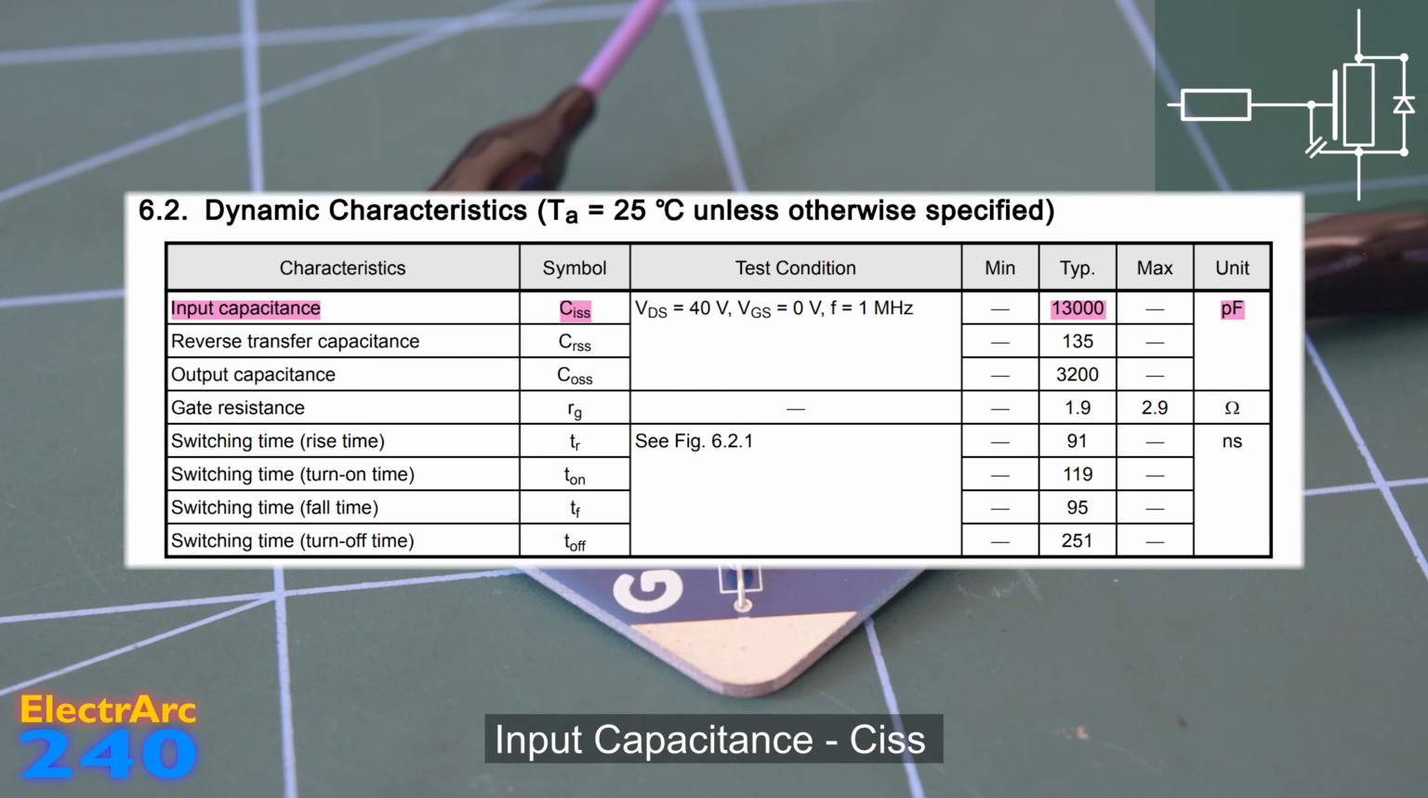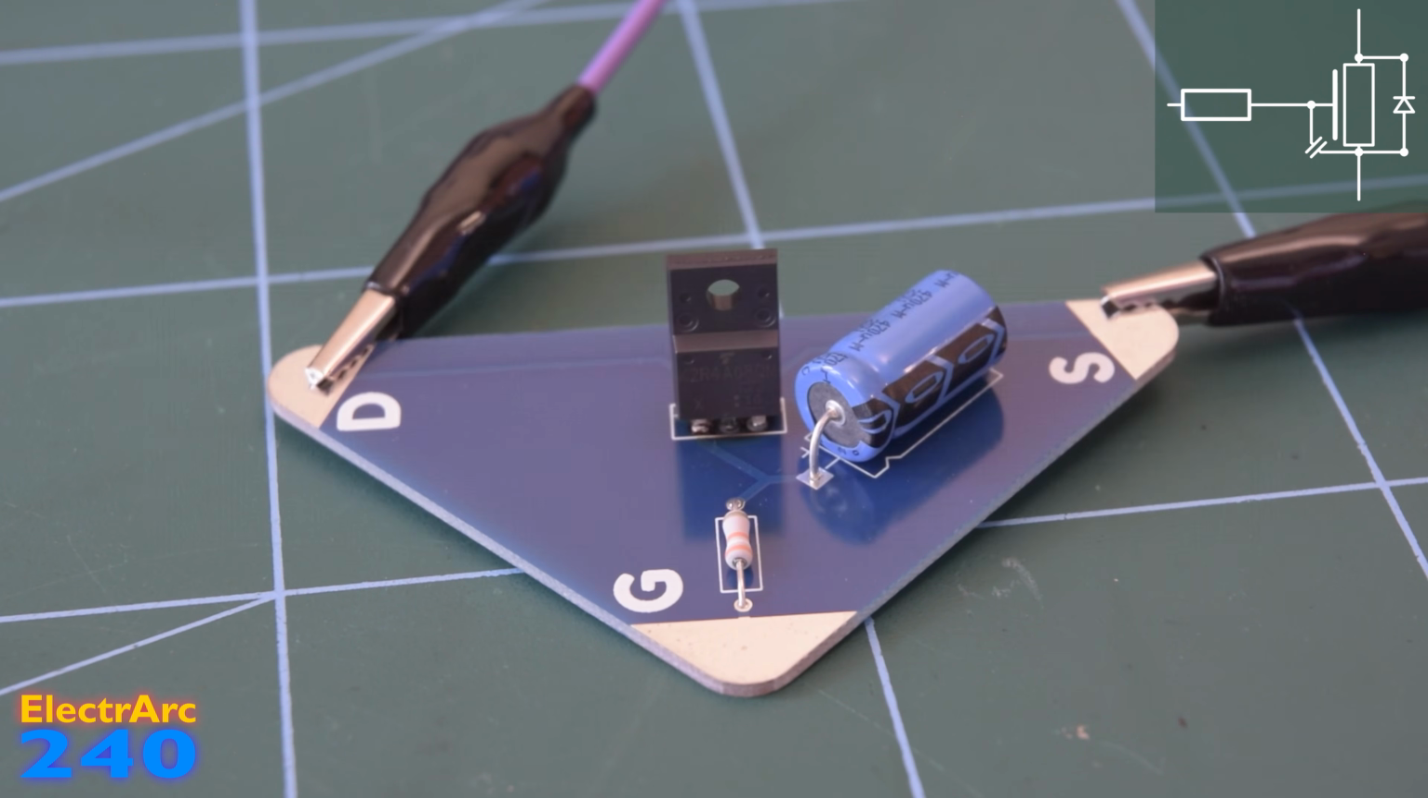Now, you'll be able to find this capacitance on the datasheet. It's called input capacitance, or CISS, and while technically that also includes the gate drain capacitance, this is usually much smaller than the gate source capacitance, and will almost always be stated on its own as well, so you can subtract that from the input capacitance to get the gate source capacitance.